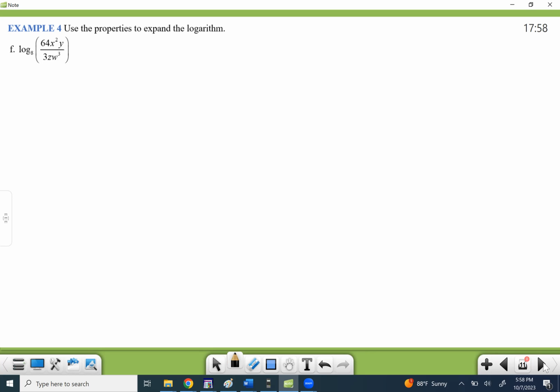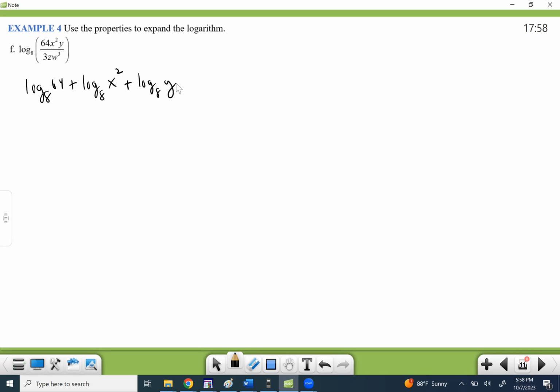Holy moly. Okay, so let's see here. We know anything in the top is going to be plus. So this is going to be log base 8 of 64. It's going to have plus in front of it, right? So I'm talking about in front of the log. All right, and then it's going to be plus. The next thing is an x squared. So log base 8 of x squared. And then plus again, log base 8 of y.